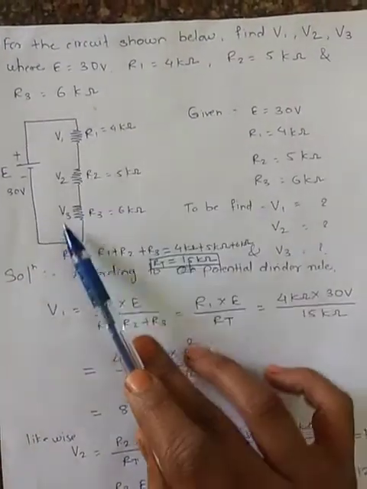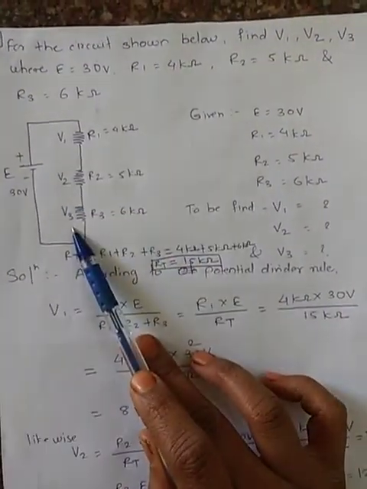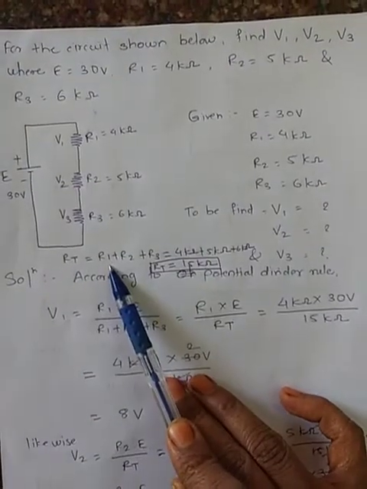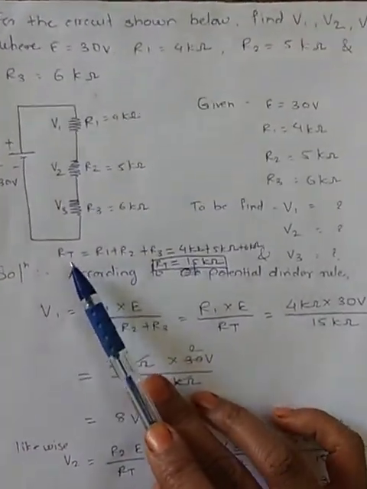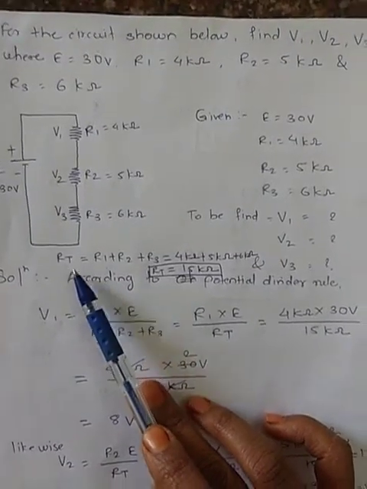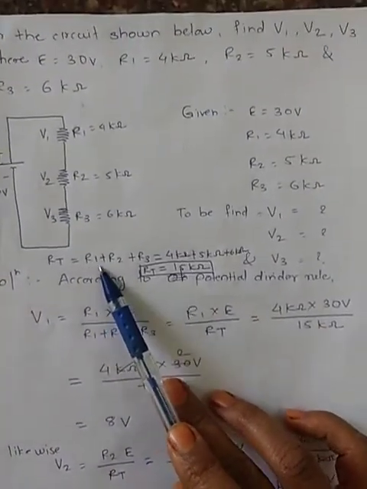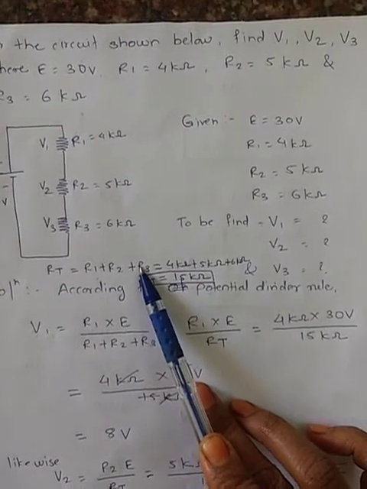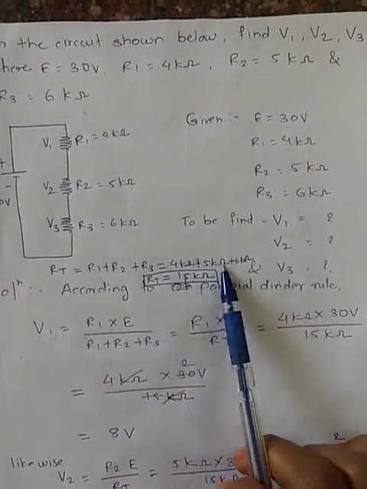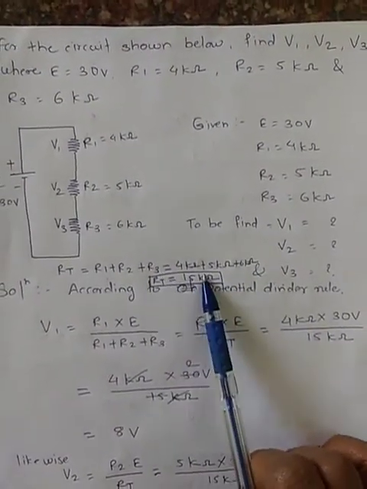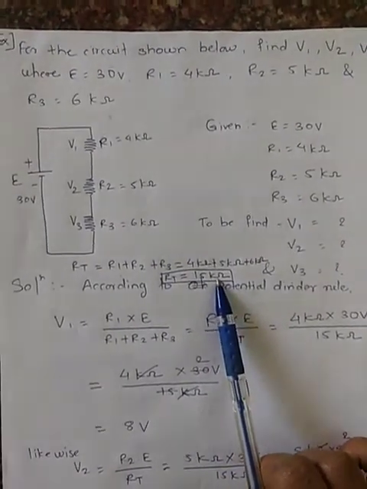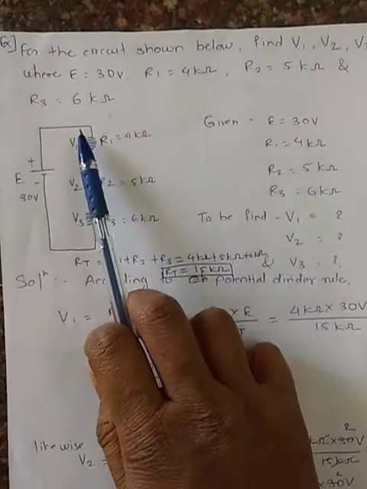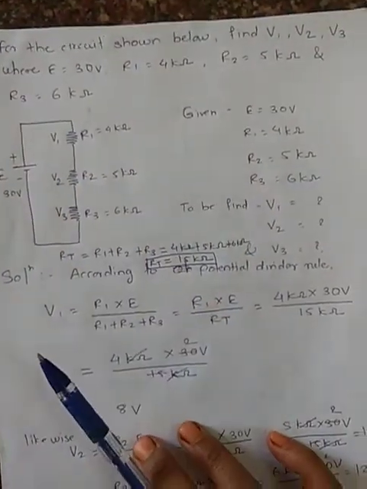As this is a series circuit, how can we find RT? Just add the given resistors. So we will write the equation for RT. RT is equal to R1 plus R2 plus R3. If we put the values, 4K plus 5K plus 6K, we get the value of RT as 15 kilo ohm. Now we have to find out V1, V2 and V3.